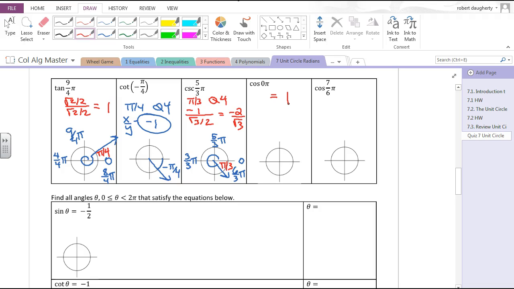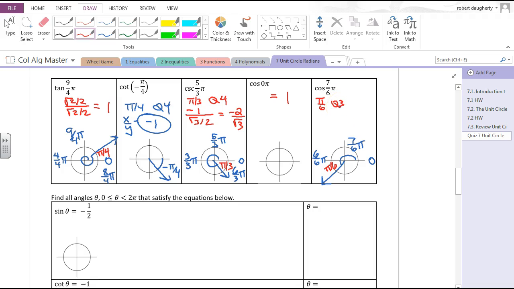Cosine of 7/6 pi. Again, draw the angle. This is 0. This is 6 over 6 pi. That means that 7 over 6 pi is the angle you see here. And the central angle, what's the difference between 6 over 6 and 7 over 6? That's just pi over 6. So this is pi over 6 in quadrant 3.